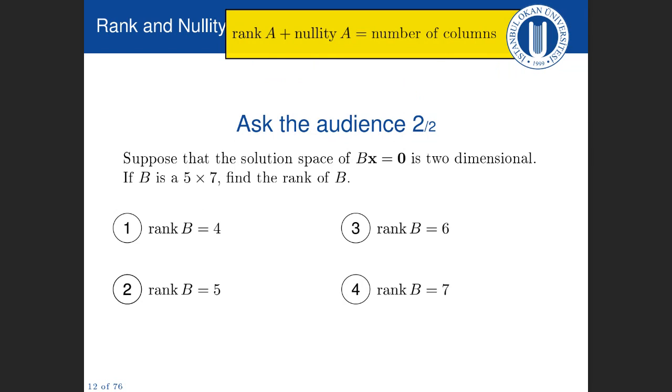Suppose that the solution space of Bx equal to 0 is two-dimensional. If B is a 5 by 7 matrix, find the rank of B.